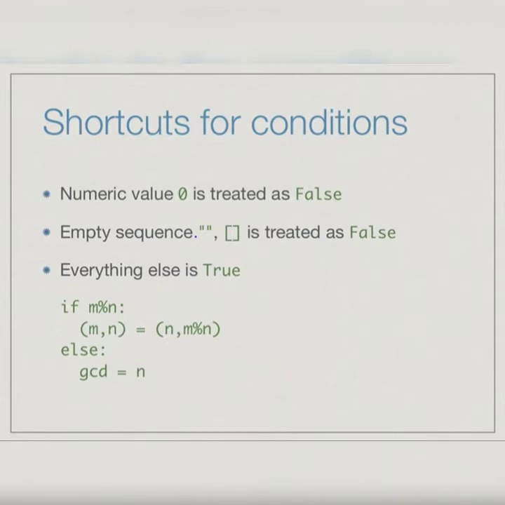Now this program is generally for explaining how execution works, but this topic is based on what you have to understand in terms of values: 0 is treated as false, empty sequences are always treated as false, and everything else is always true. So this was just for the shortcuts for conditions.